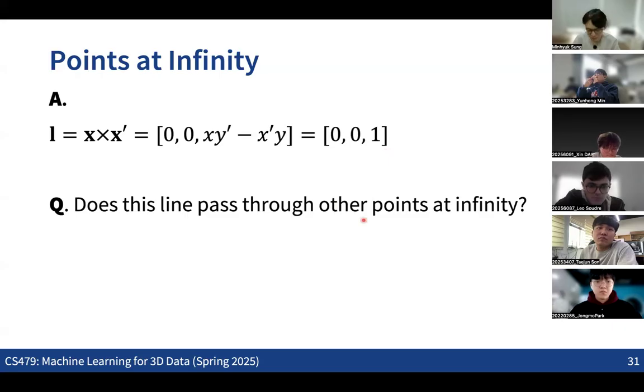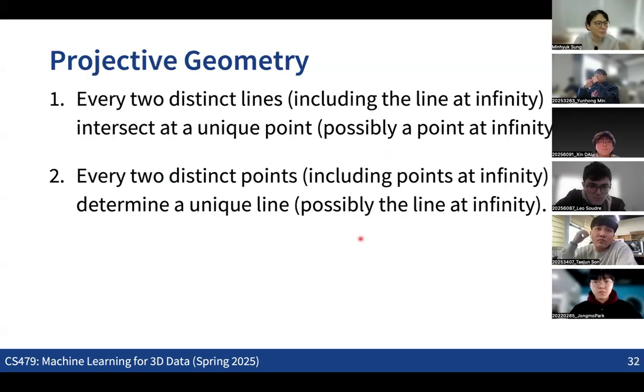Based on this, in projective geometry, any two distinct lines intersect at one unique point. And every two distinct points have one unique line joining them. For any two lines, there is one intersection point. For any two distinct points, we also have the line joining these two. So we have these very general rules for the projective space. That's also the difference from the Euclidean space.